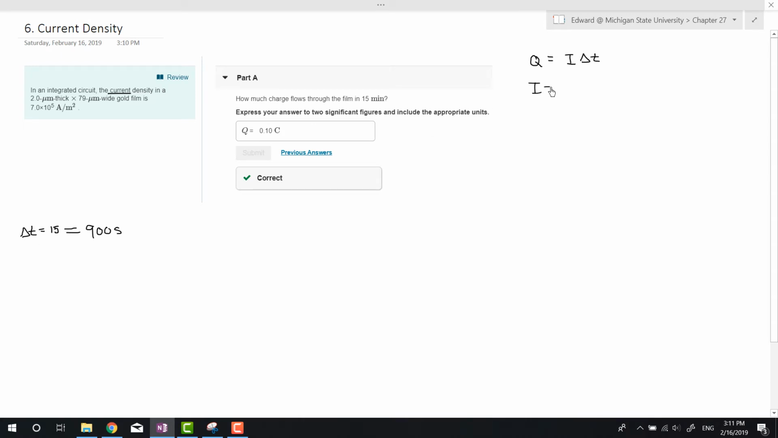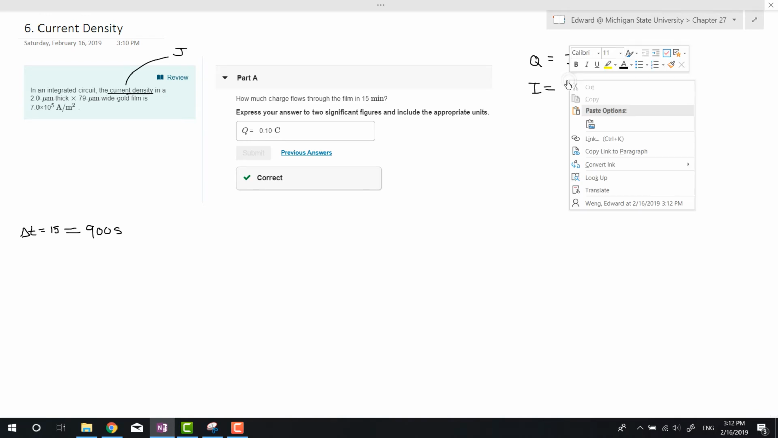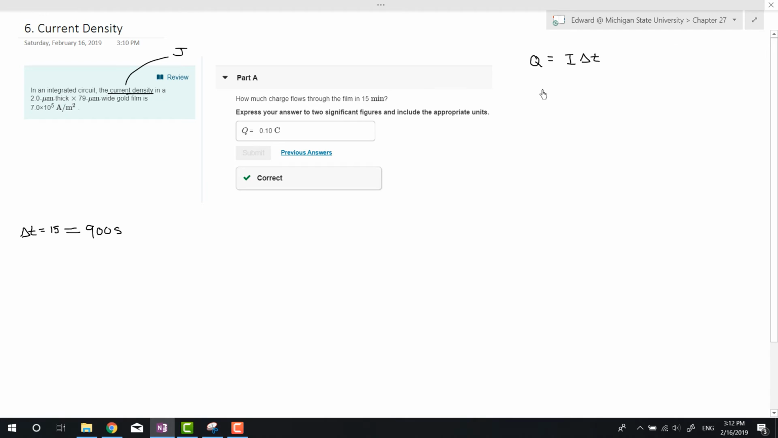I, how do we find I? We have to find an equation that relates current with the current density. The current density is denoted by J. So J is equal to I over A, and we can rearrange this to solve for I. So I is equal to JA. We can find A by doing the area, plug it into here, and find Q. Pretty straightforward, right? So let's get to it.